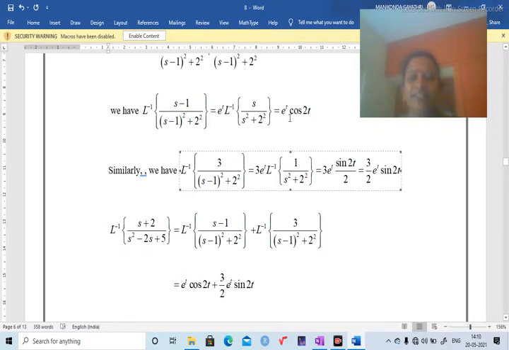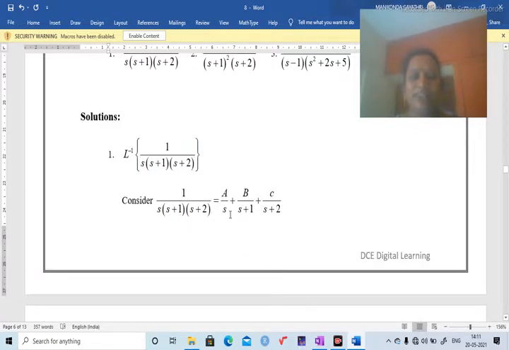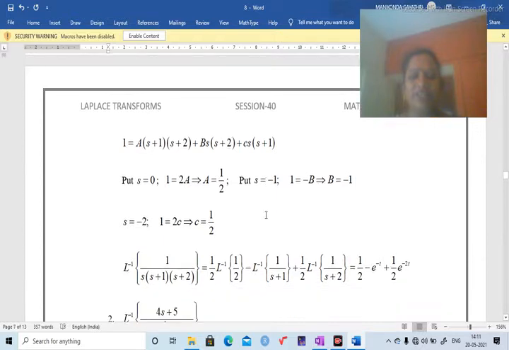Here, observe, this is the final answer for L inverse of the given function. Next model, here we are going to find L inverse by using partial fractions. L inverse of 1 by s into (s plus 1) into (s plus 2). Write down the given function as a by s plus b by (s plus 1) plus c by (s plus 2). So, find out the values of a, b, c.